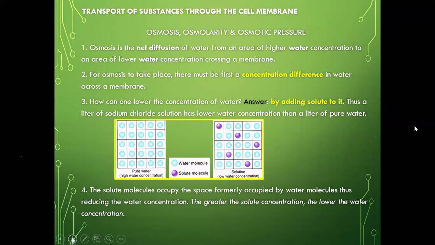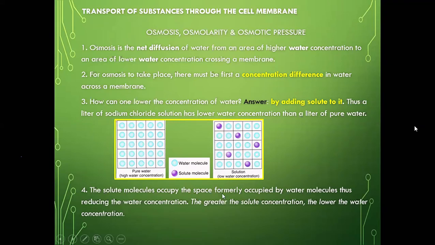How can one lower the concentration of water? By adding solute to it. Thus, 1 liter of sodium chloride solution has lower water concentration than 1 liter of pure water. So this is pure water, high water concentration. So how will you lower the concentration of water? By adding solute to it, okay? So now the solution has lower water concentration.